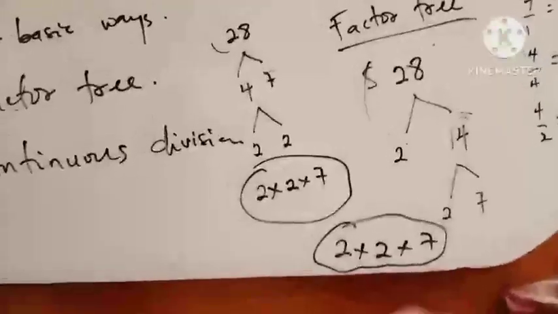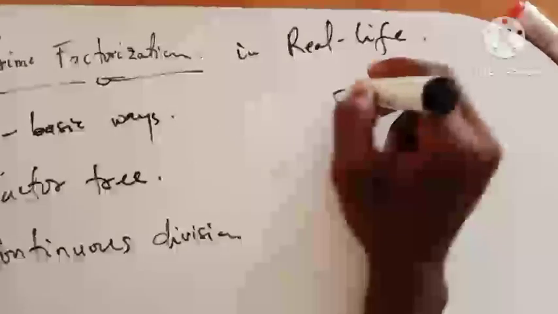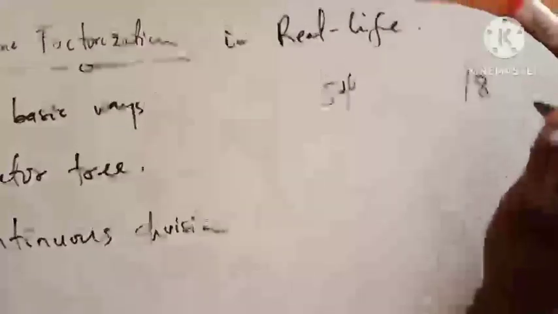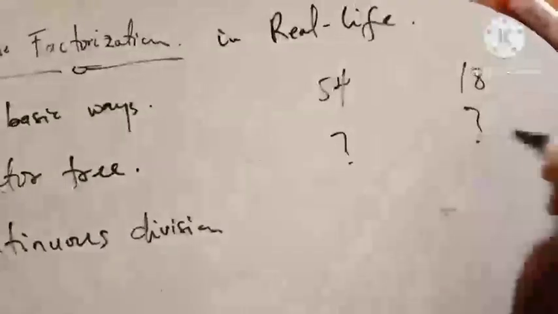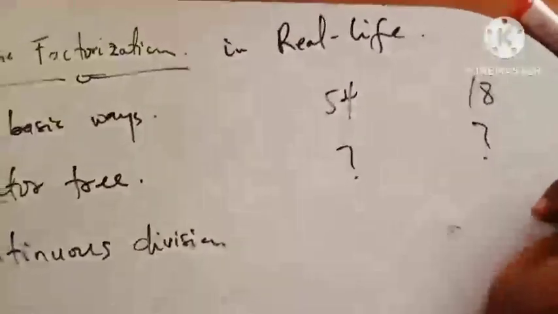Now this example is for you. Find the prime factors of 54, as well as 18 here. These are the two things you have to do. Mention the prime factors of these numbers in the comment section below.